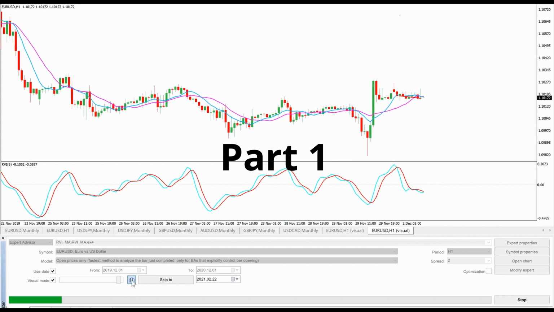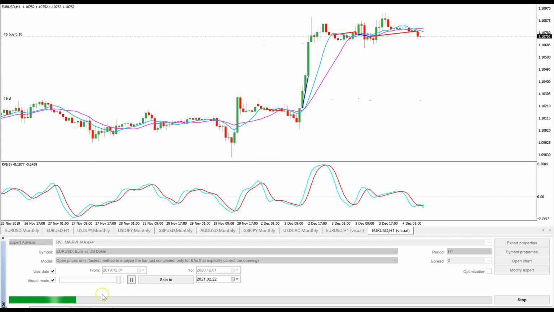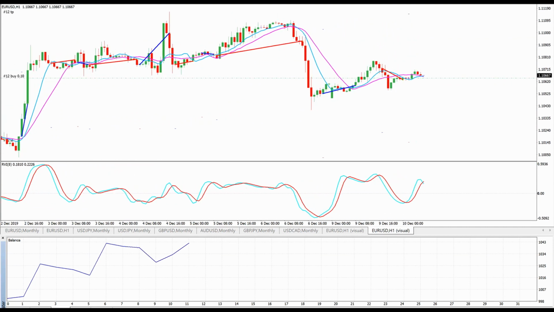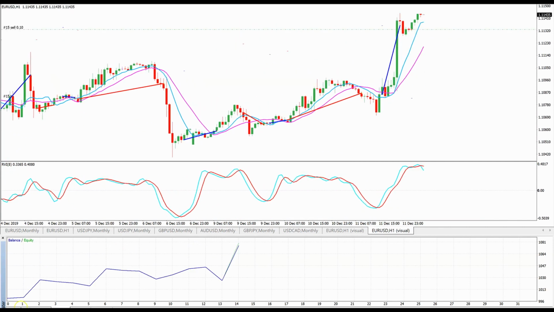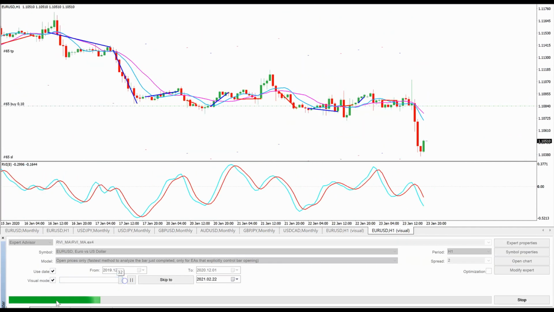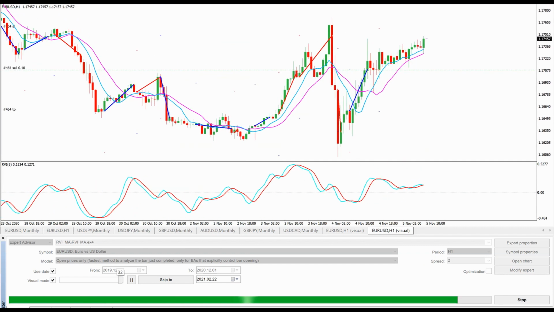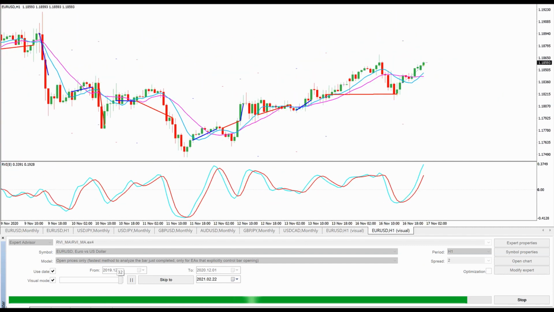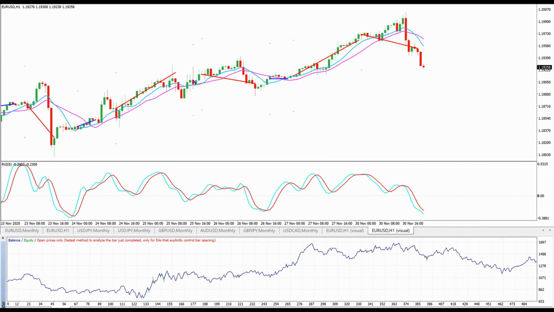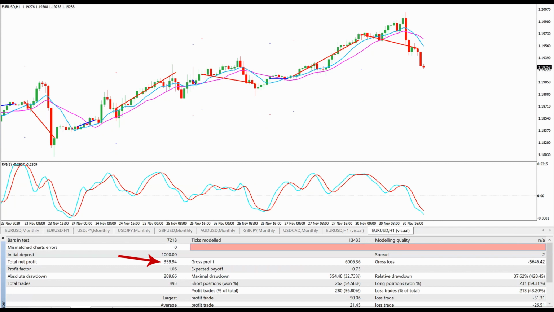Now we test this strategy in euro and US dollar 1-hour chart for 1 year. This is the result of the 1-year period. Next, we optimize all the values.